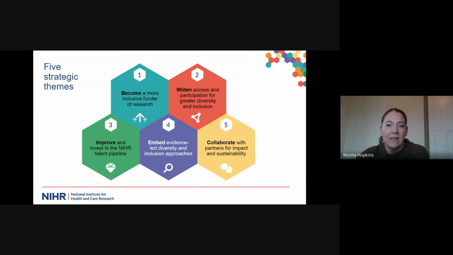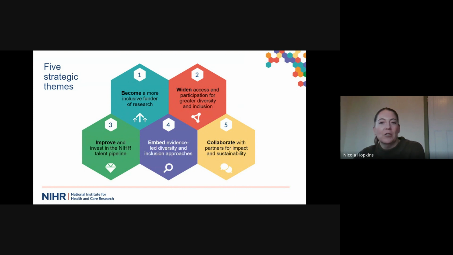So firstly, theme 1, to become an inclusive funder of research. Theme 2 is to widen access and participation for greater diversity and inclusion. Theme 3 is to improve and invest in the NIHR talent pipeline. Theme 4 is to embed an evidence-led diversity and inclusion approach. And theme 5 is to collaborate with partners for impact and sustainability.